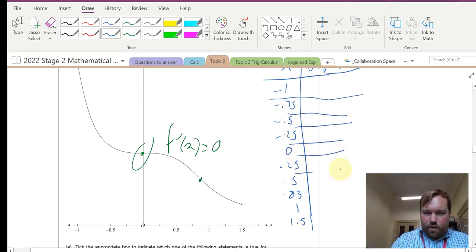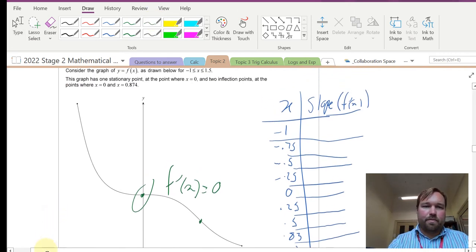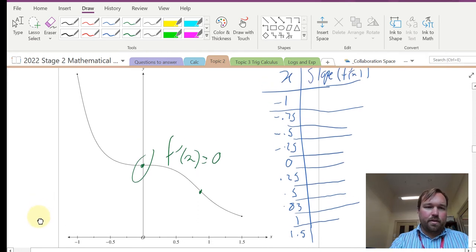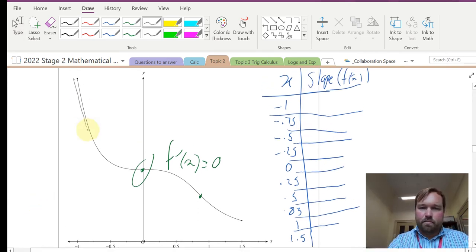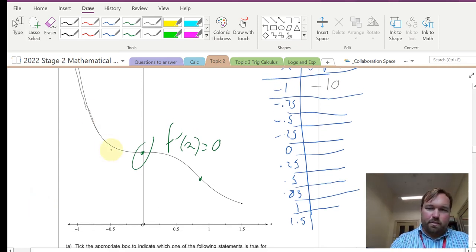But remember, you're doing this on scrap paper. It doesn't have to be part of the actual formal answer. It's just a tool to help you work it out. Alright, the slope at -1 is pretty steep and negative. Let's call it a -10. By the time we get to -0.75, it's still pretty steep. -5 at -0.5. We're starting to flatten off. It's like -2 at -0.25, it is pretty much flat. -0.5, at 0, it is flat.